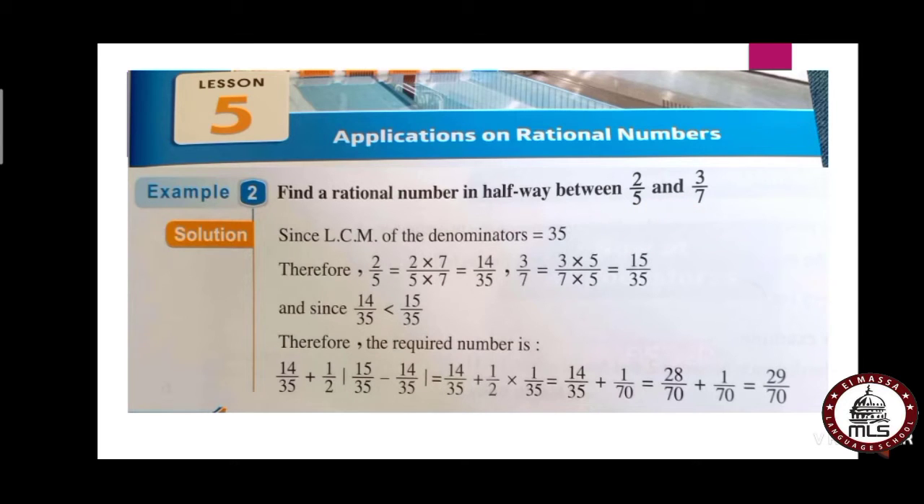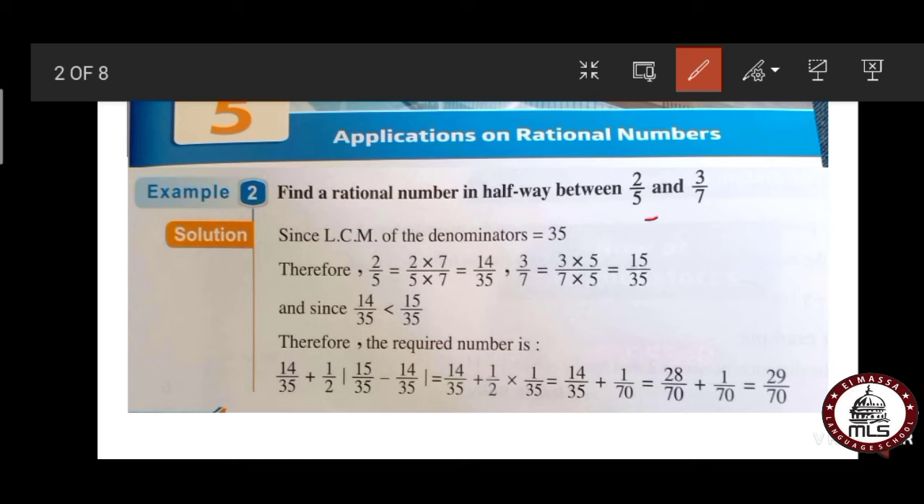Then 5 times 7 equals 35, and cross: 2 times 7 equals 14, and 3 times 5 equals 15. Then 14 over 35 and 15 over 35. Which is the greater or the smaller? 14 over 35 is less than 15 over 35.